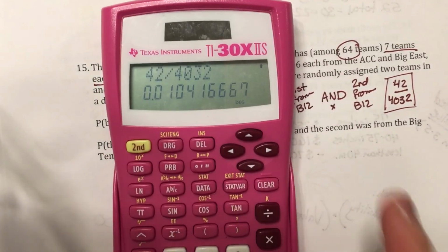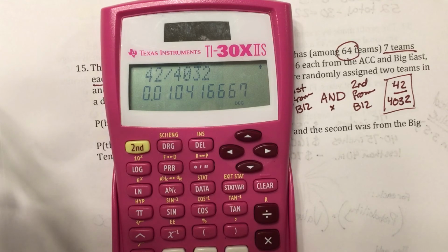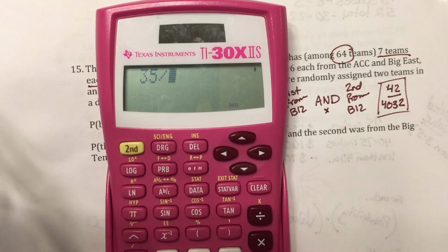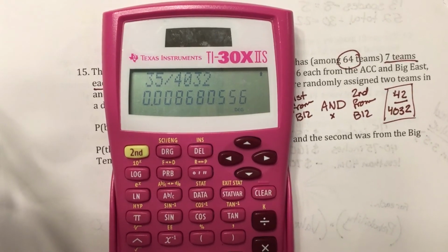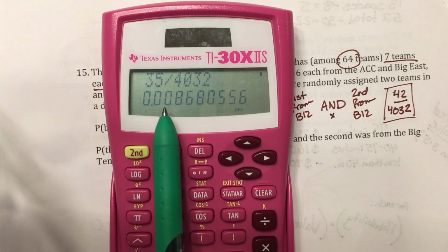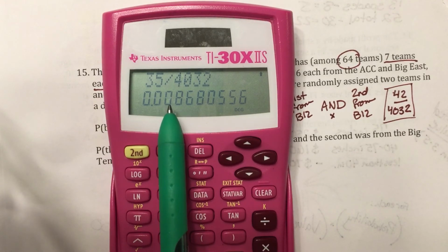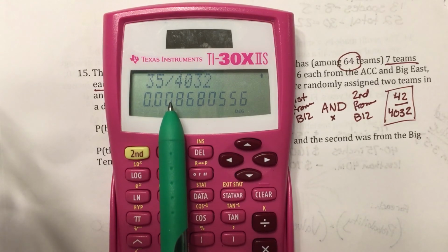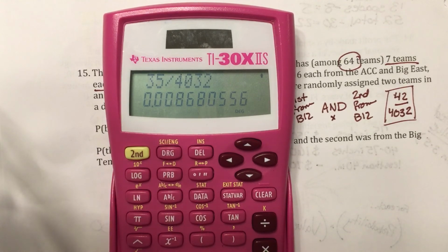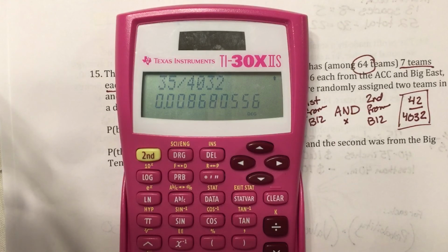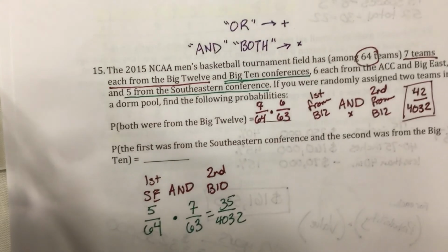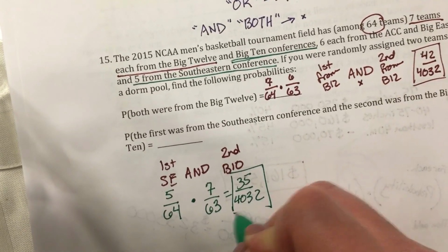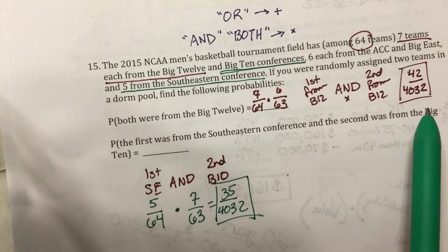So if I want a decimal approximation, this one's even smaller. Remember that first one, there was a 1 here. Now we only get a 1 there if we round this up. This one's smaller, which makes sense. I mean, this is 35 out of that same denominator.